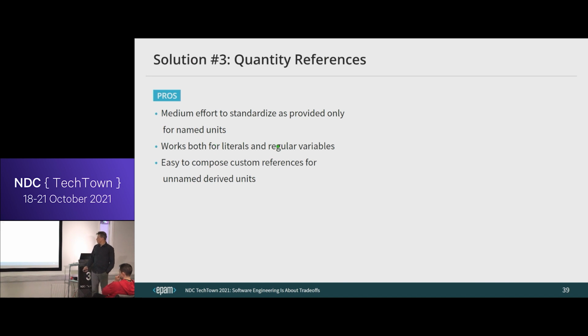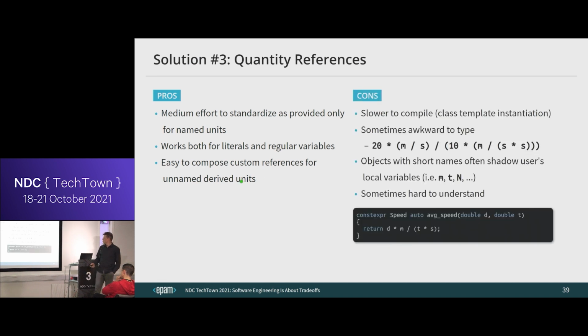Works both for literals and regular variables. Again, easy to compose custom references for unnamed derived units, as I showed you on the previous screen. Cons: slower to compile, because those are actually class template instantiations rather than just aliases. Sometimes awkward to type, 20 meters per second divided by 10 meters per second square, a lot of parentheses.